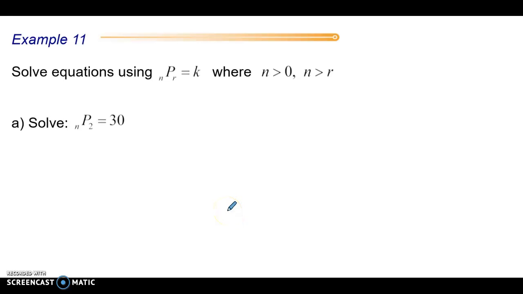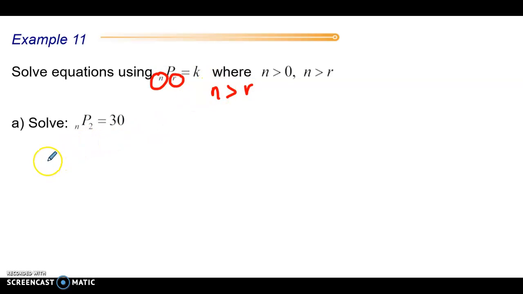Section 2.3, Example 11. Solve equations using the permutation formula nPr equals some constant number k, where n has to be greater than 0 and n has to be greater than r. So that's just saying that all of these numbers have to be a positive natural number, and the number here, n, has to be bigger than the number there, okay? n has to be greater than r.